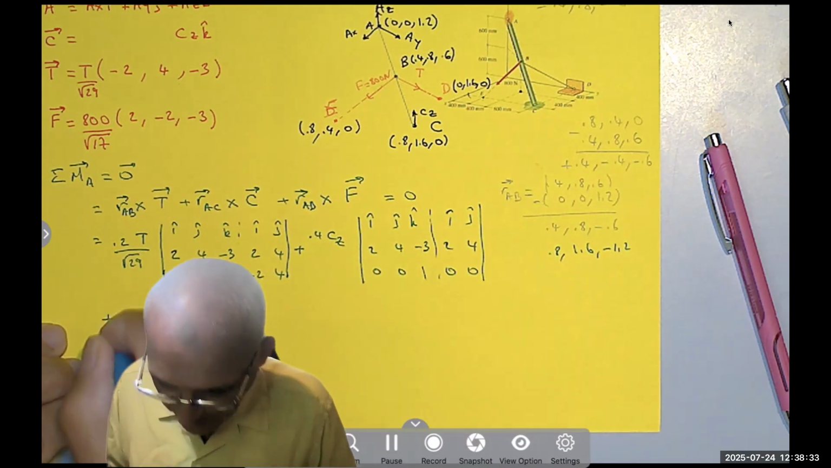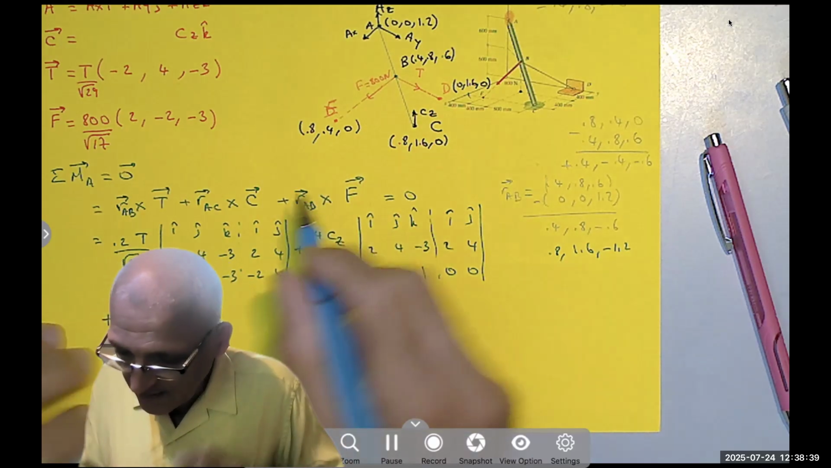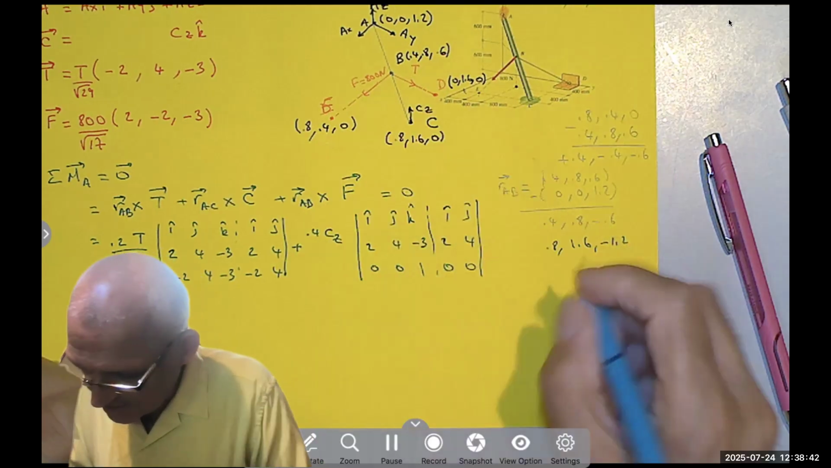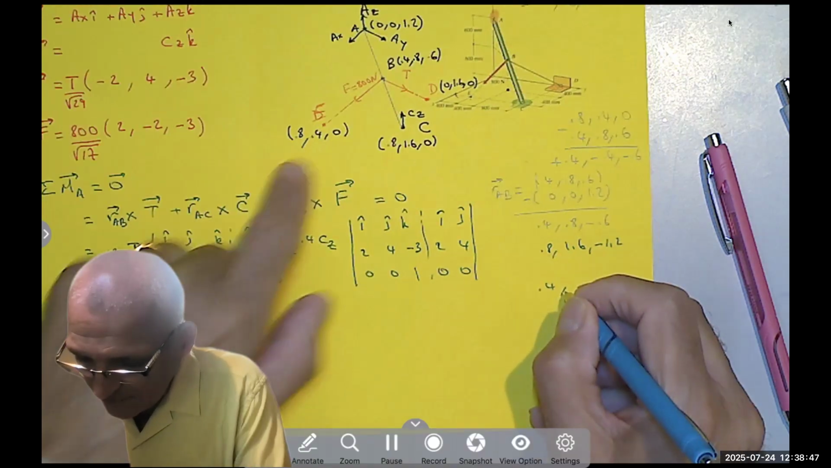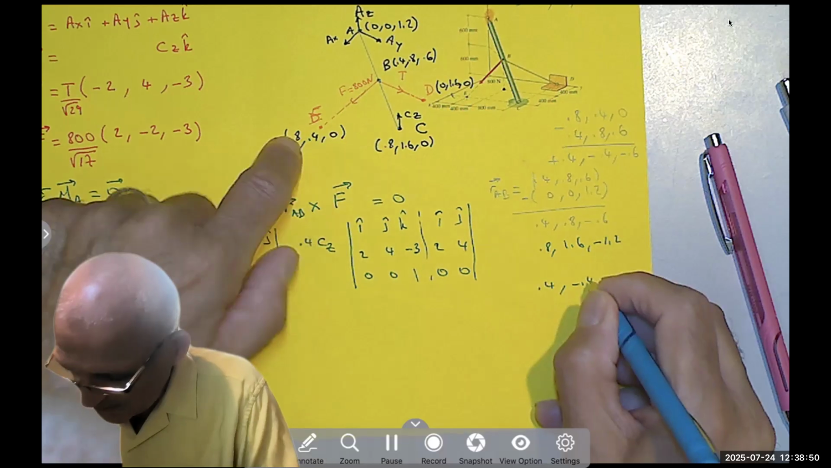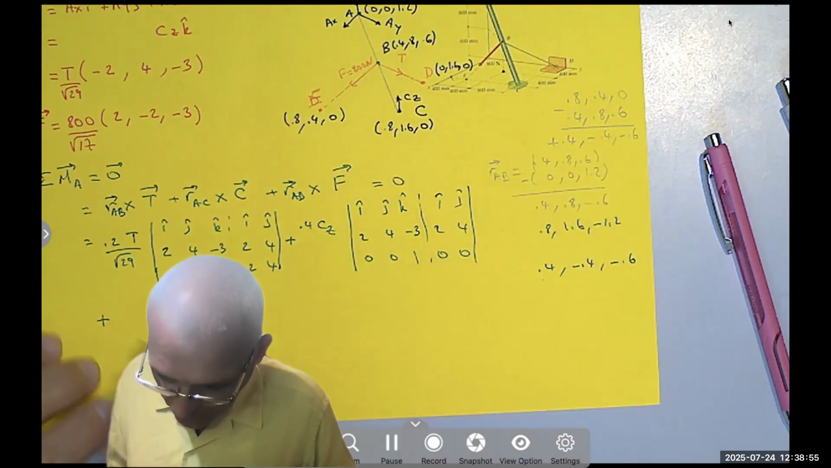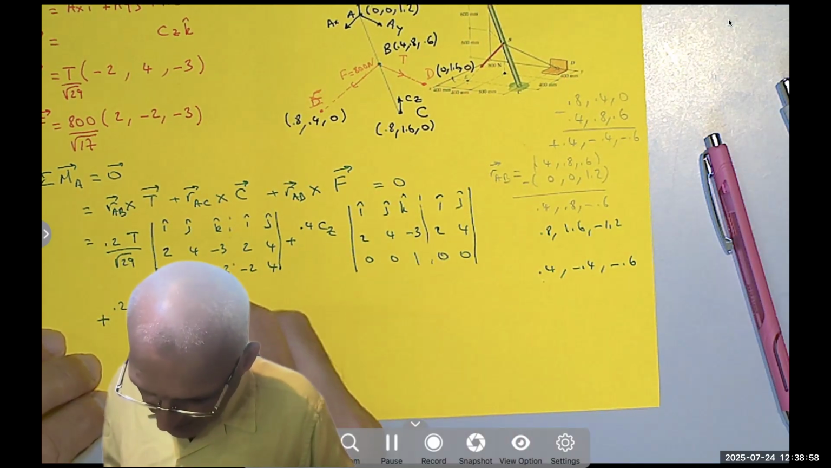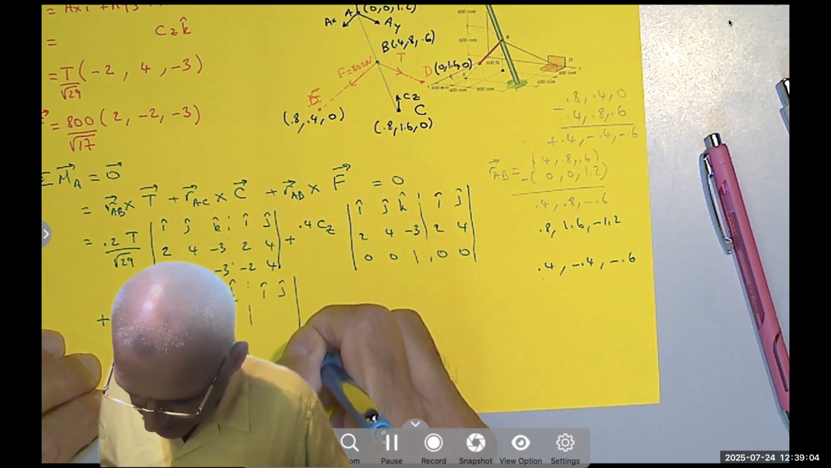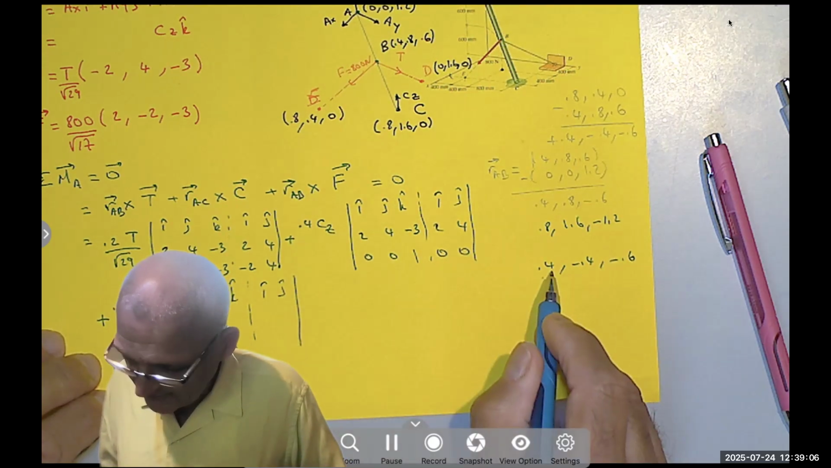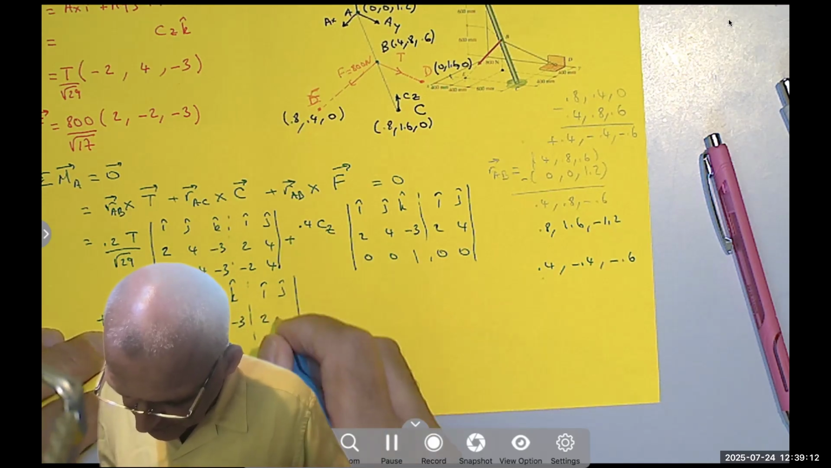Plus the force. The force, again, goes from B to E. So it's going from 0.4 to 0.8, from 0.8 to 0.4, and from 0.6 to 0. I can factor 0.2 out, and that leaves me with I, J, K, I, J. If I take out 0.2, I get 2, negative 3, negative 2, negative 3, 2, negative 2.